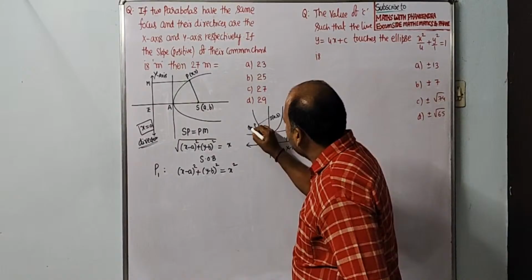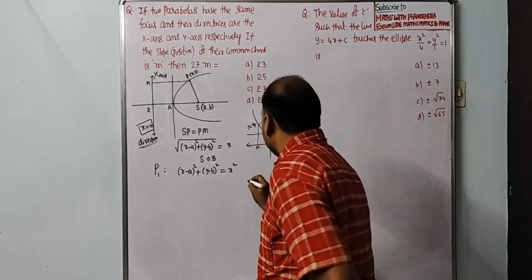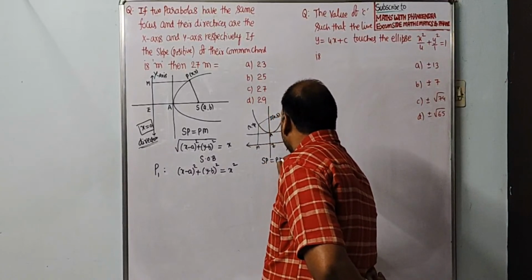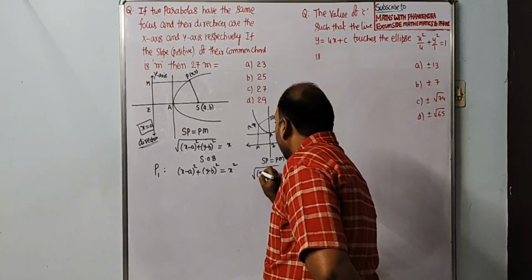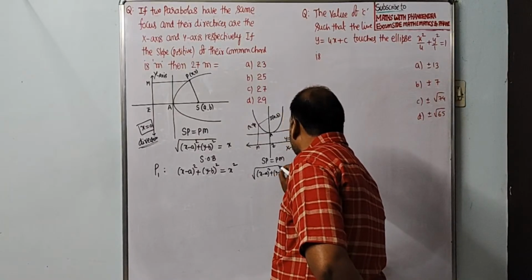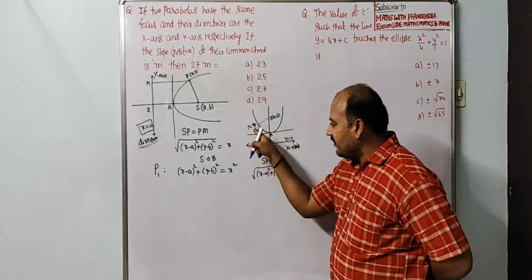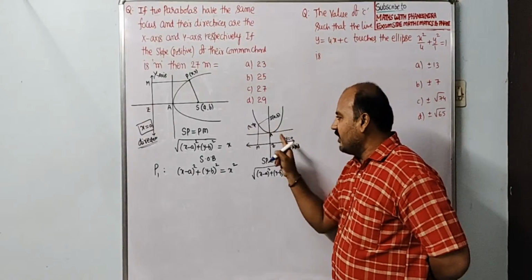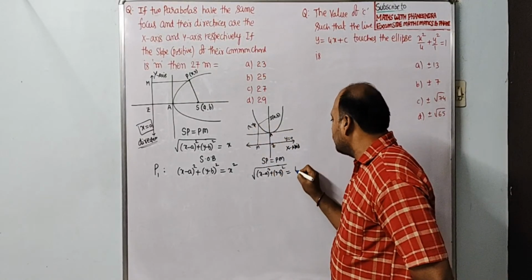Here P of x comma y. Again, you have to apply the same property. So again, SP is equal to PM. So root over (x minus a) whole square plus (y minus b) whole square is equal to PM, the perpendicular distance from point P of x comma y to the x-axis. X-axis means y is equal to 0. X is not there, so leave it, y in place of y only. So mod y by root of 1 square means 1. So y will come.